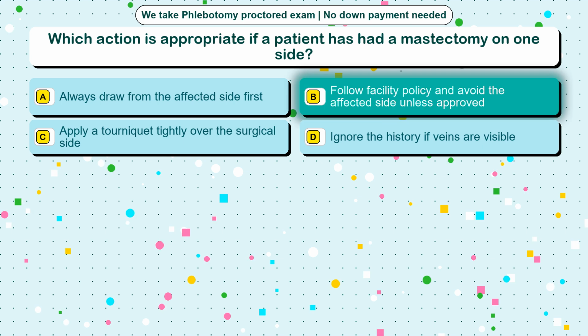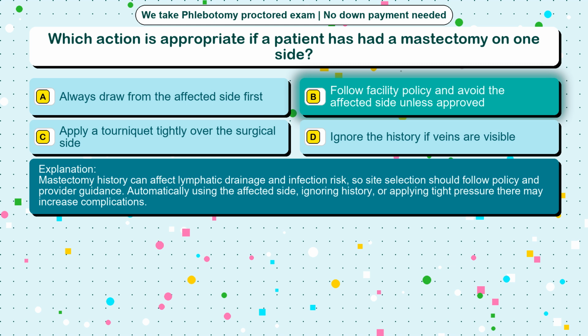The correct answer is option B. Follow facility policy and avoid the affected side unless approved. Mastectomy history can affect lymphatic drainage and infection risk, so site selection should follow policy and provider guidance. Automatically using the affected side, ignoring history, or applying tight pressure there may increase complications.